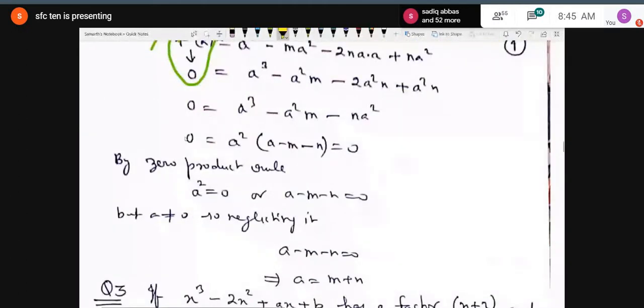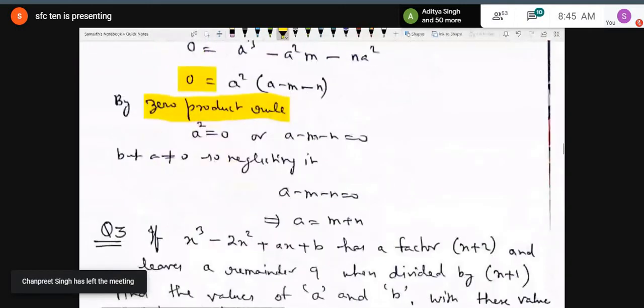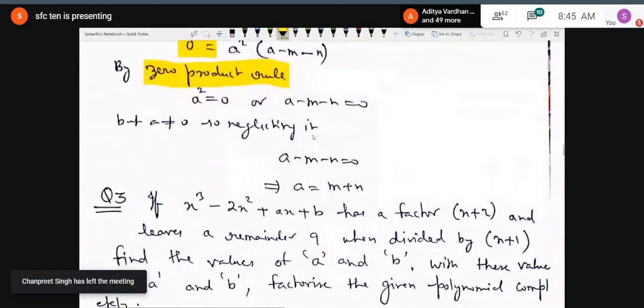and 0 is equal to a. We can take a square common throughout on the right hand side. So what will be left in the bracket? a square into (a minus m minus n), and it will be 0. Okay, I've written by mistake on the right hand side also, after the expression I've written 0. So by the zero product rule, it is written in the form of a square into, a square is one term and a minus m minus n is the second term. The product of these two terms equals 0.